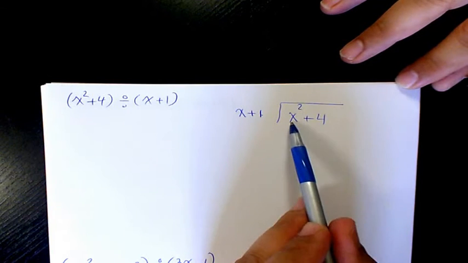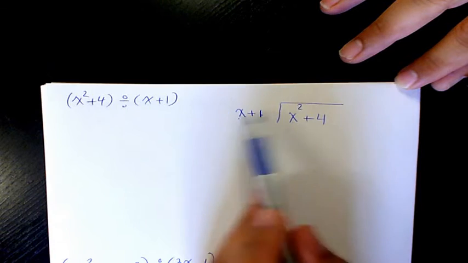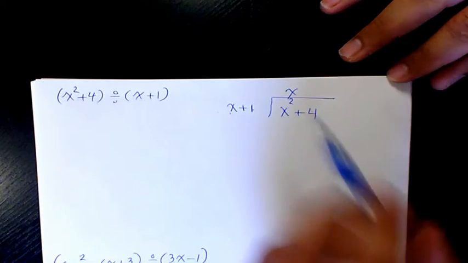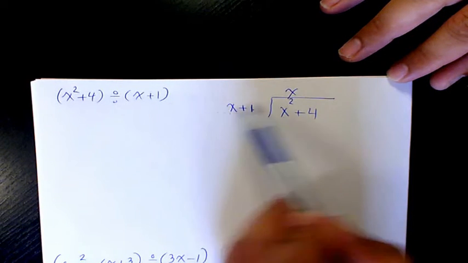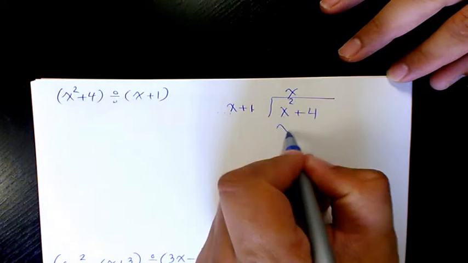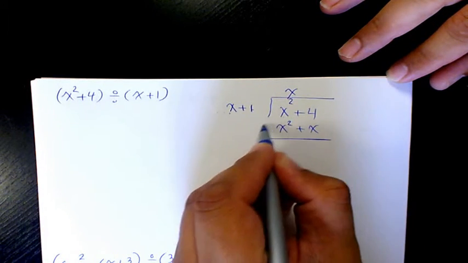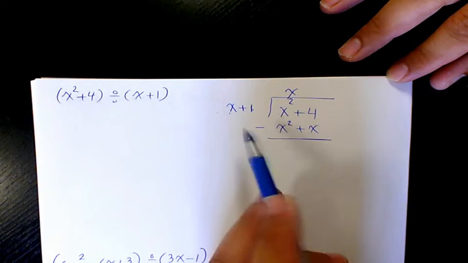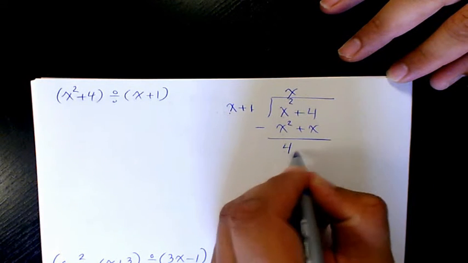So I start with the largest exponent here, divided by the largest exponent here. x squared divided by x is going to be x, and I write it here. Then I multiply this by this expression here. x times x, x squared. x times 1, x. Then I subtract it. x squared minus x squared is going to be 0. 4 minus x is going to be like that.